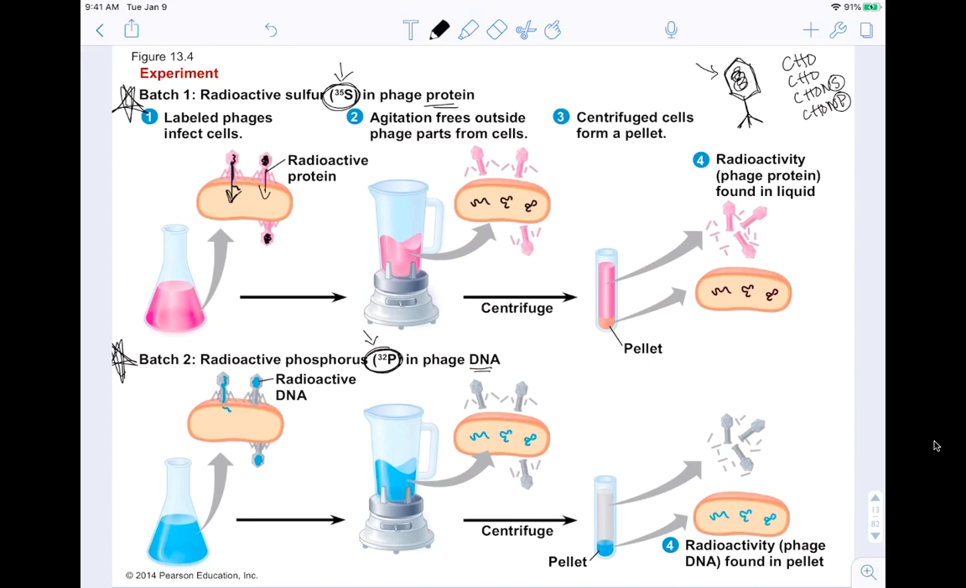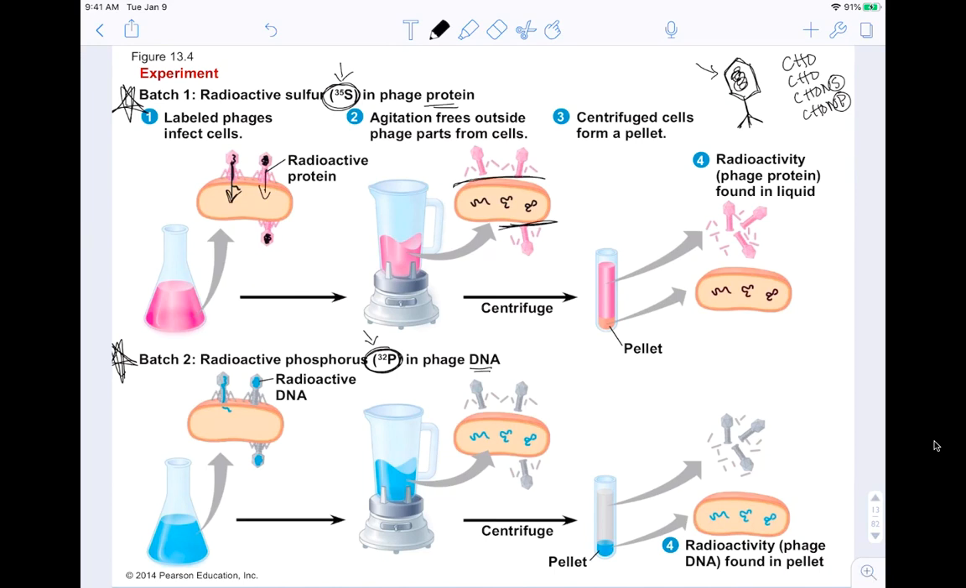Then after they do this, they let the bacteria rest and grow for a little bit. Agitation is going to, they literally put them in a special blender, and agitation is going to free the outside phage parts from the cells. So they're knocking off the protein coats. You can see that that's happening here.